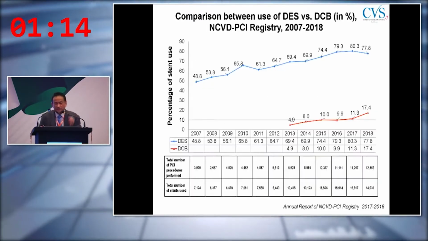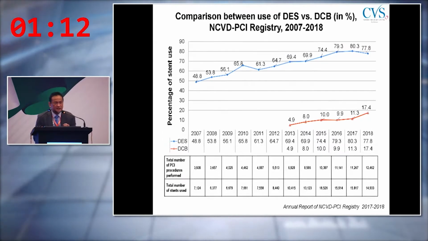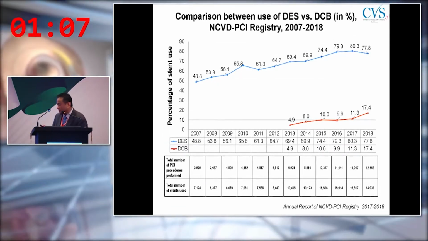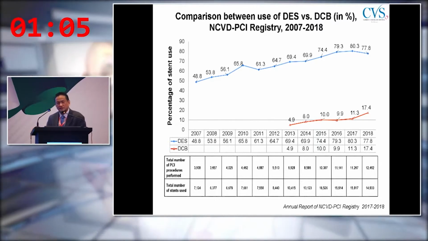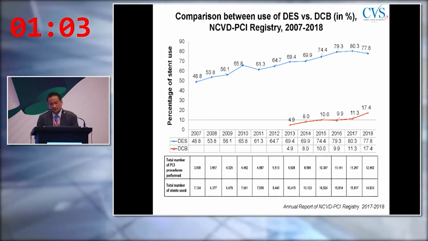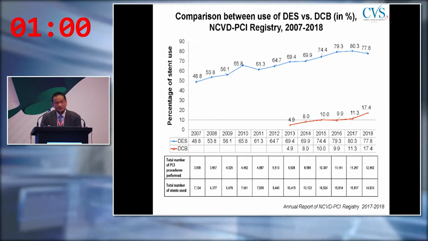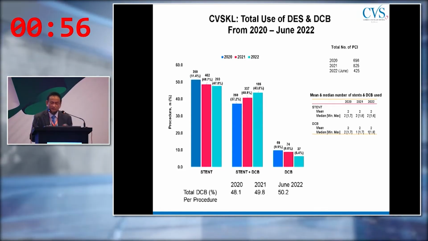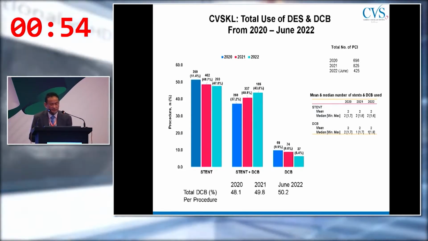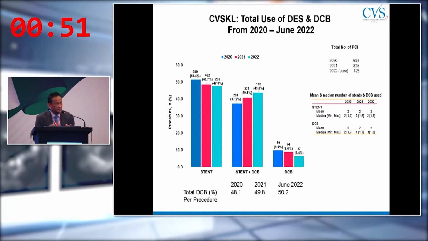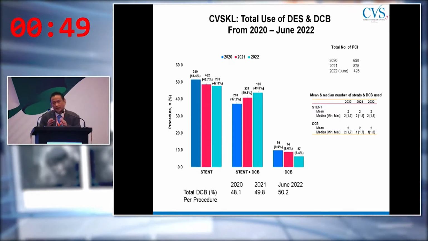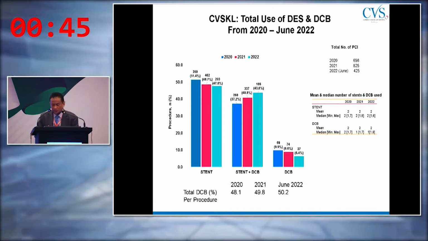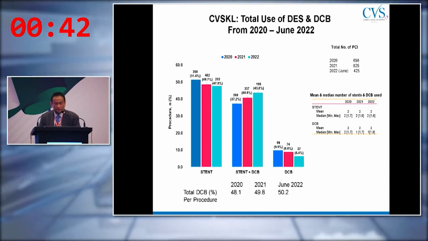So if you look at our statistics, these are the majority of hospitals in Malaysia, the government hospitals and some of the private hospitals, you find that DCB use has increased over time. It's about 17% at the last count. And even for our own institution, we are a fairly small private institution, and we only do about 800 PCIs per year. You find that 50% of patients would have a DCB, either as hybrid treatment or a small proportion using just DCB alone.